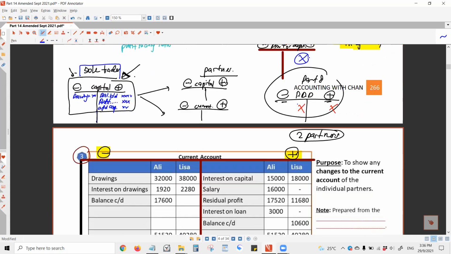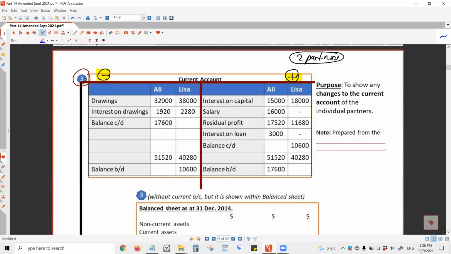Now focus back on here. Current account: plus on the credit side, minus on the debit side. Why do you need to prepare a current account? You write down: to allocate earnings and penalties to partners. To allocate earnings and penalties to partners.